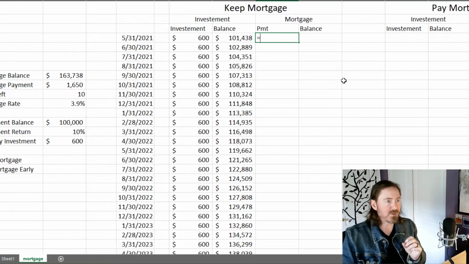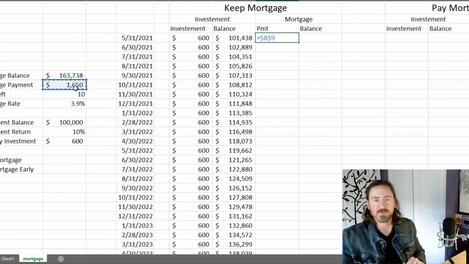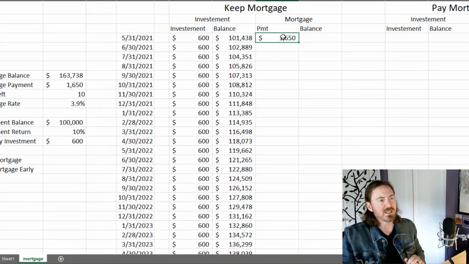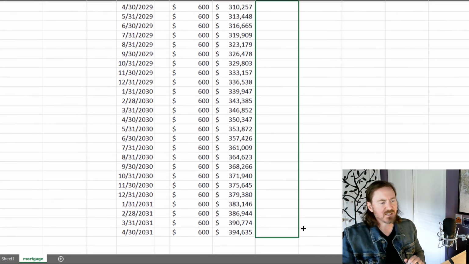So our mortgage payment is going to be equal to our calculated or our entered payment right over here. And I'm going to press F4 to make that absolute. And I know I'm keeping this mortgage for the life, or the remaining 10 years, so I'll just autofill that down.